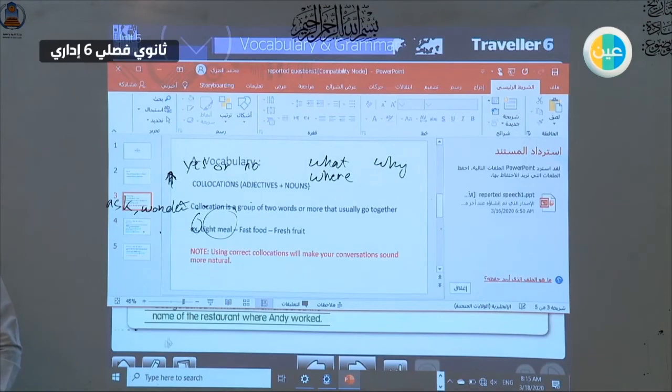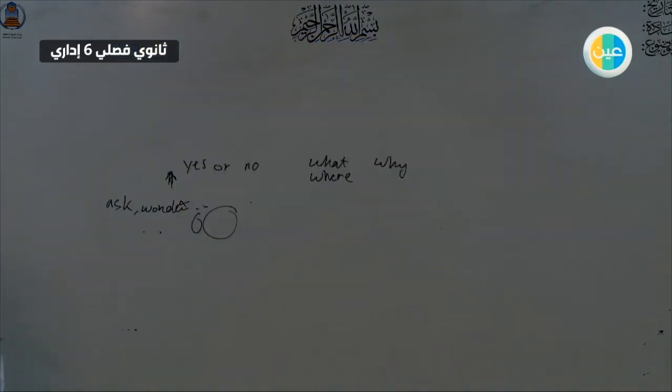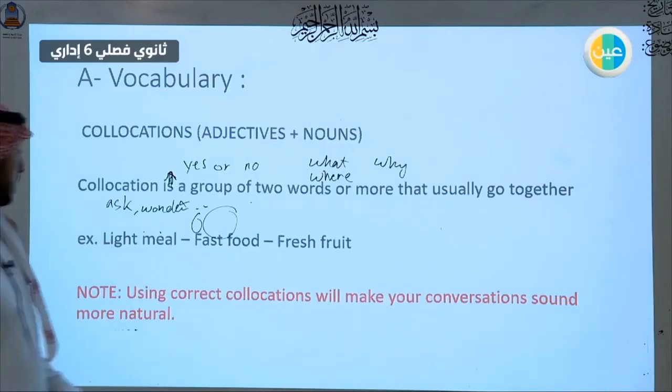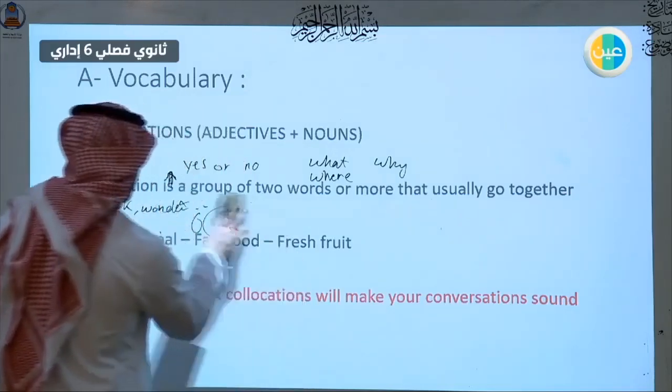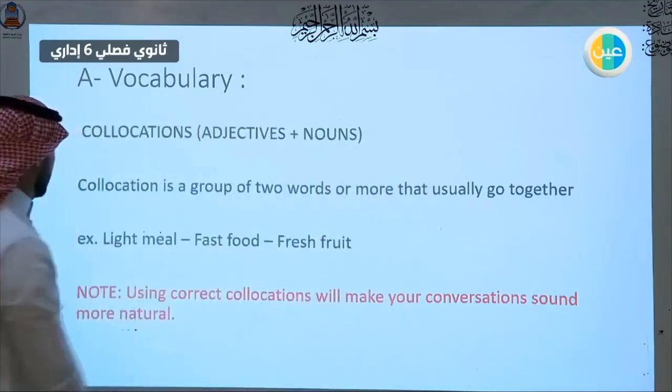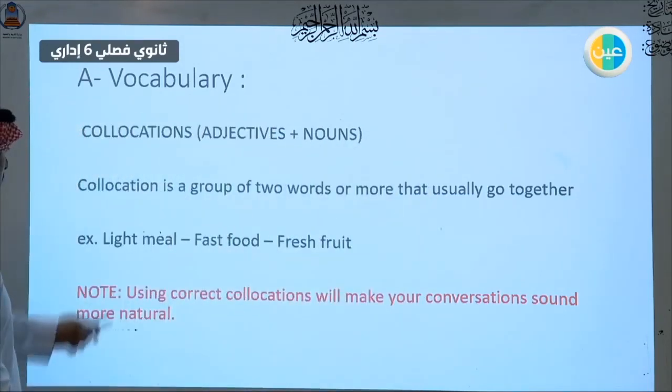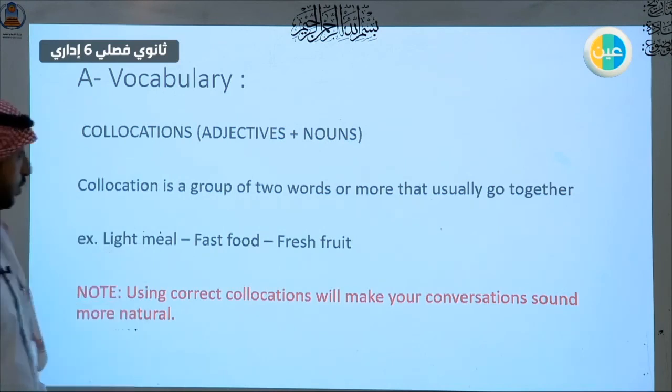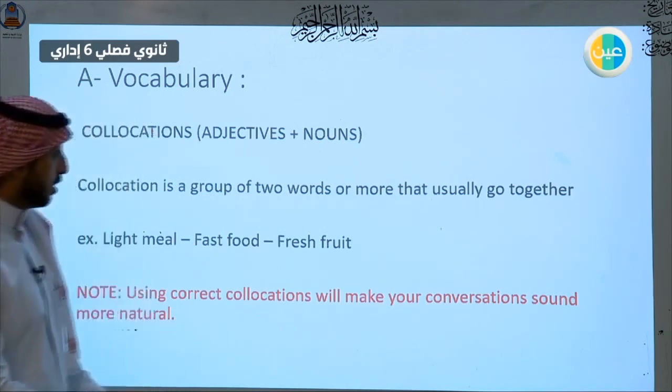So now let's explain again the collocations. Again, collocations: adjective plus nouns. A collocation is a group of two words or more that actually go together.